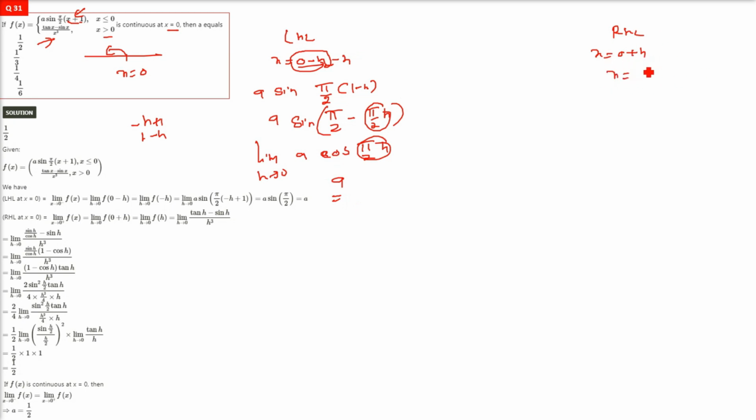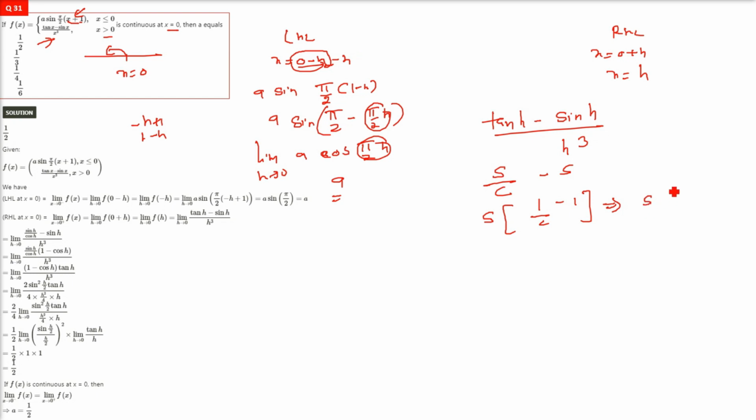So a you get. On the right hand limit, you get (tan x minus sin x) by x cube. So replacing x by h, tan h minus sin h divided by h cube. So this tan h can be written as sine by cos. Here you have sine. So in the numerator I am just taking sine common. You get 1 by cos minus 1, which is equivalent to (1 minus cos) by cos. So sine into (1 minus cos) by cos it is.